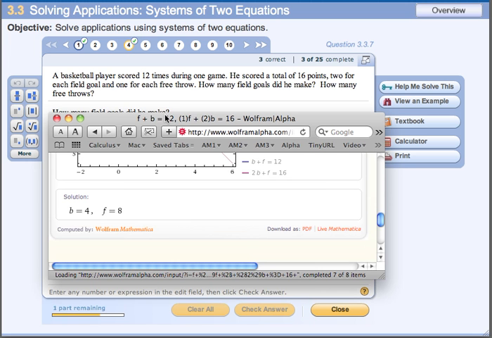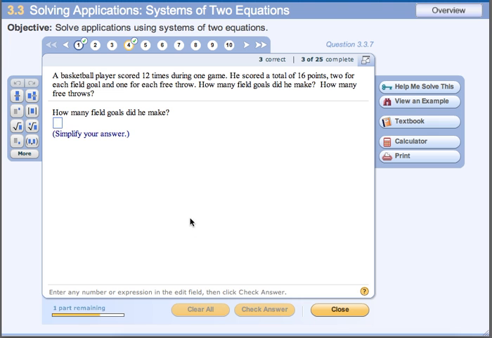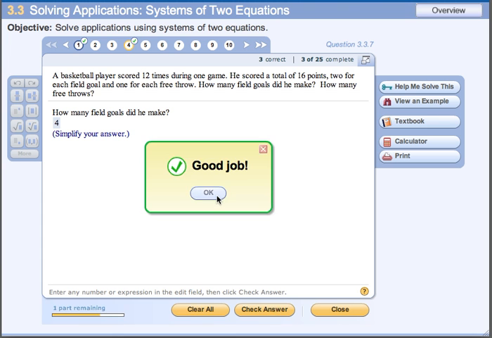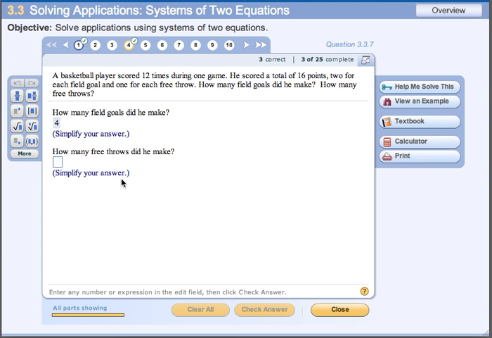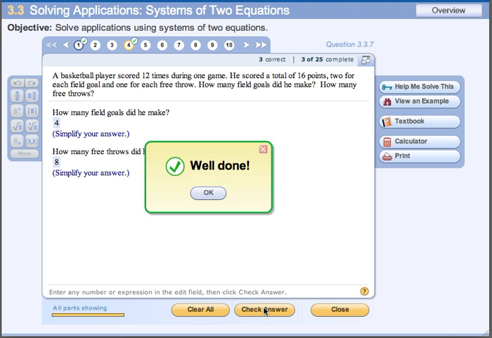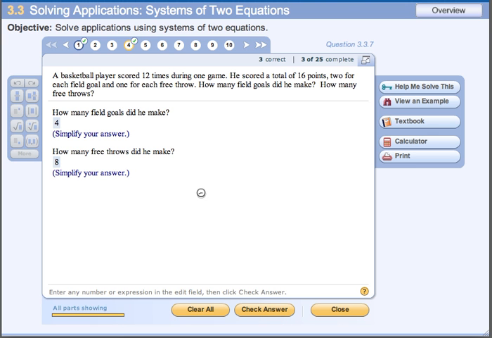Let's go ahead and go back to MathXL and let it give us some affirmations. How many field goals did he make? In other words, how many baskets did he make? He made 4. Check answer. How many free throws did he make? Well, it was 8. Check answer. So we're doing quite well here. We are finding the simple sum. I'm going to do one more. How about problem 10?